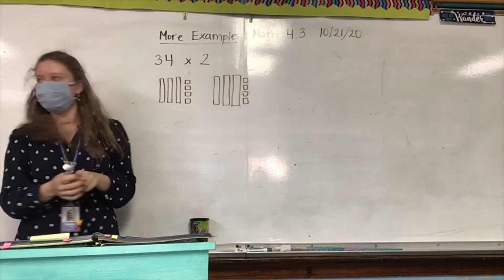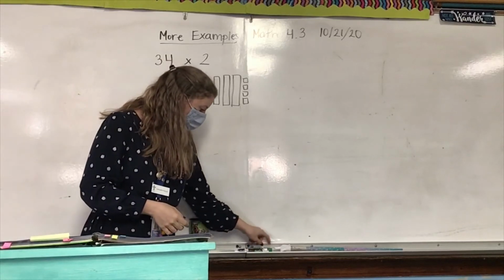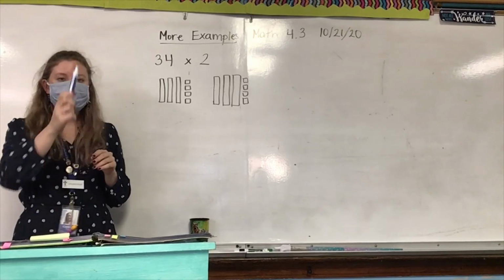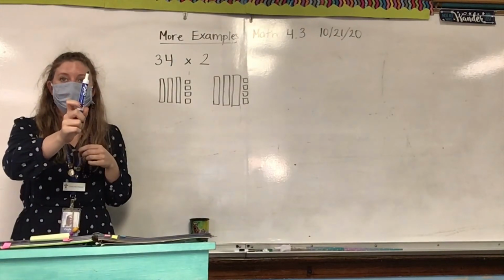Now what do I do, Victoria? You take your color pencil or color marker and circle the ones. So I'm going to take my blue marker from earlier.